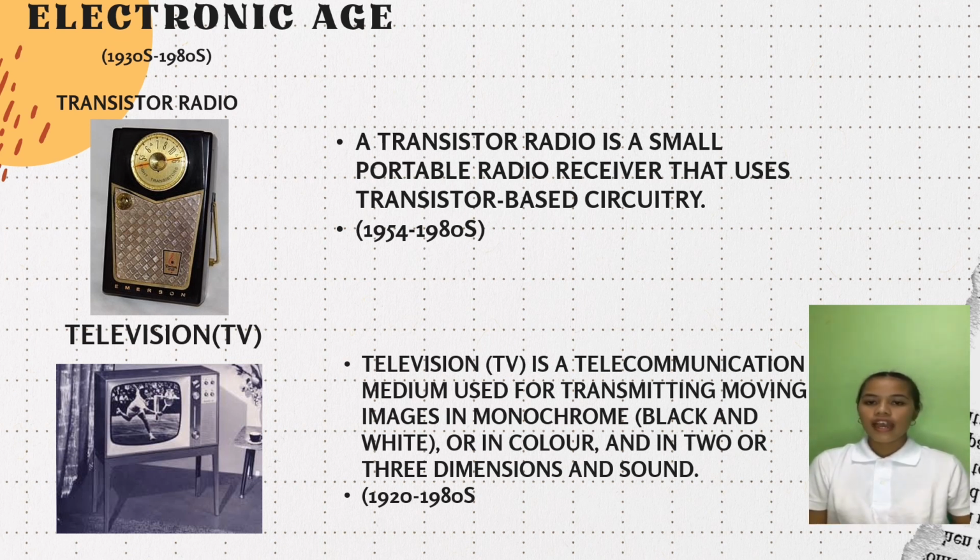Television. A television, or TV, is a telecommunication medium used for transmitting moving images in monochrome, black and white, or in color, and in two or three dimensions and sound, 1920 to 1980s. It can also mean a television program or TV show, or the medium of television transmission. Television is a mass medium for advertising, entertainment, and news. Television became available in broad experimental forms in the late 1920s.